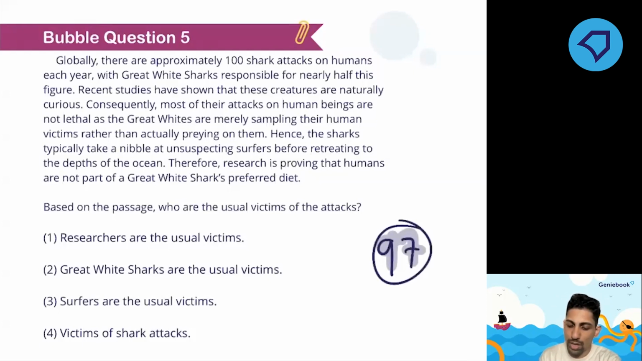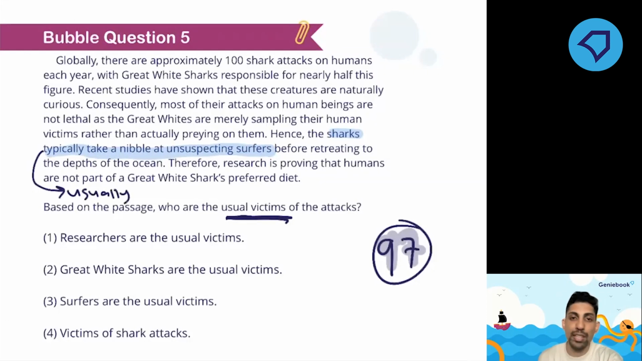Based on the passage, who are the usual victims? Who usually gets attacked by sharks? So if you look at this part, let's highlight. Sharks typically take a nibble at unsuspecting surfers. Typically means usually, most of the time. Let's write that down. Usually.